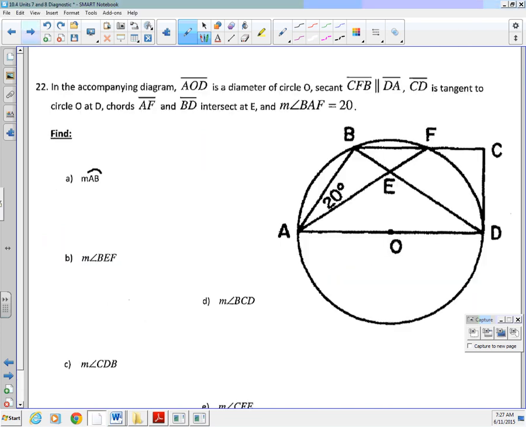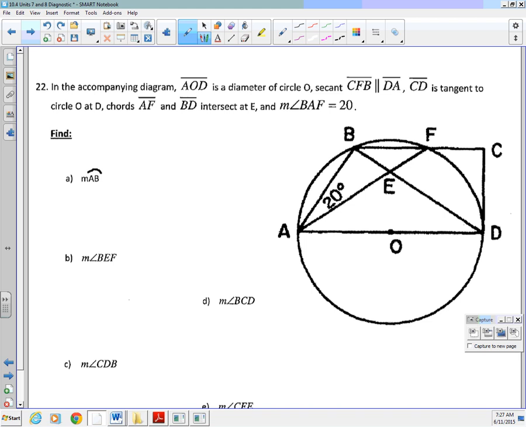All right, 22. One of these grand poobah questions here. You got all sorts of angle rules. All right, so in the accompanying diagram, AOD is a diameter, CFB is parallel to DA, CD is tangent to the circle. We have chords intersecting at E, angle BAF is 20.